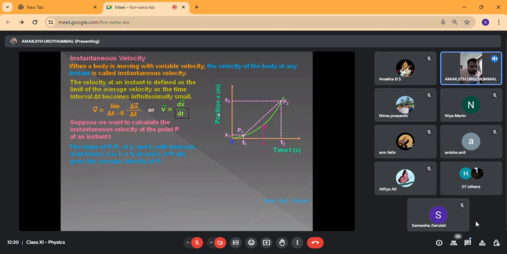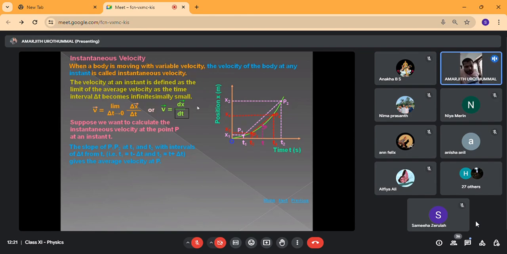Now, what I will do is consider another 2 points, P3 and P4. Are you able to see the red lines? Yes, sir. What is the velocity between points P3 and P4? x4 minus x3 by t4 minus t3. Exactly, the slope: x4 minus x3 divided by t4 minus t3.